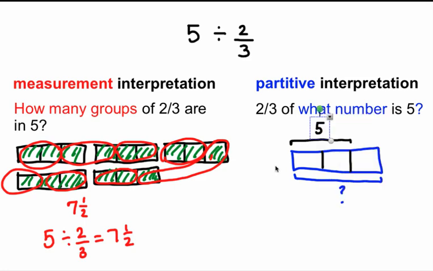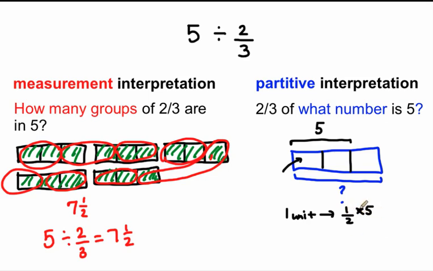So to find out what one of these units is, so 1 unit would be 1/2 of 5. And if you haven't multiplied fractions with other numbers, you might want to go back and watch some of the videos that I have on that. But I'm thinking that if you're watching this video, you have a firm understanding of that.